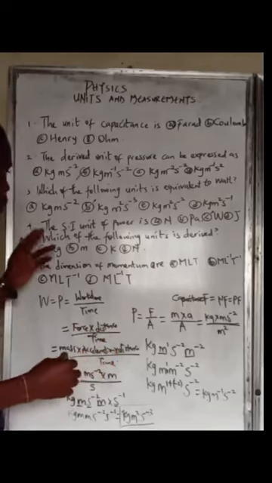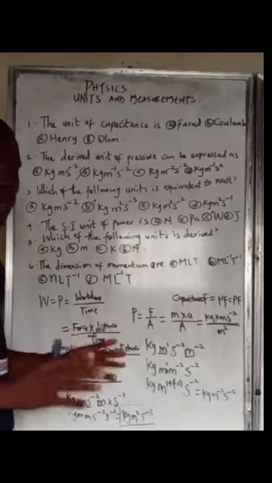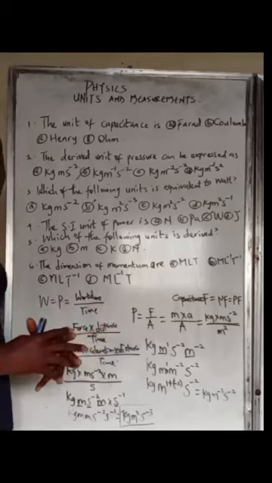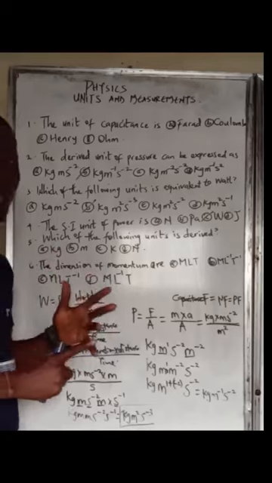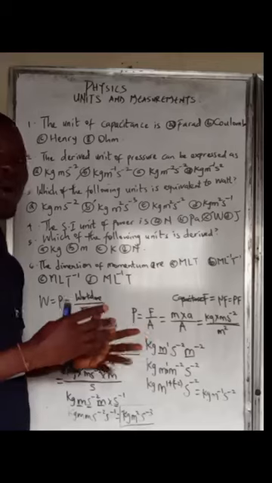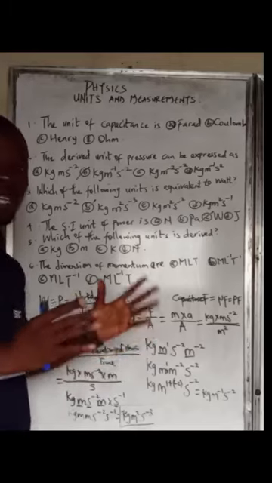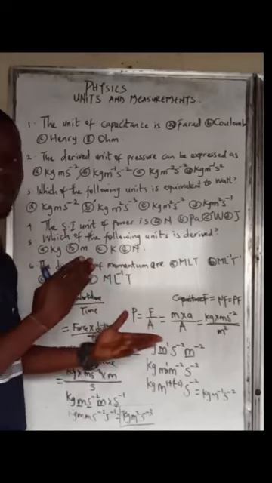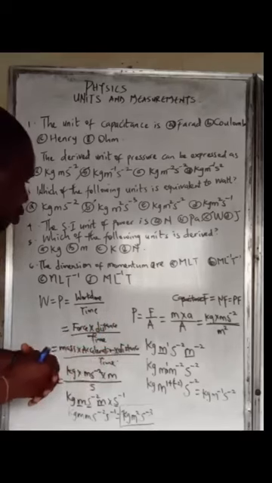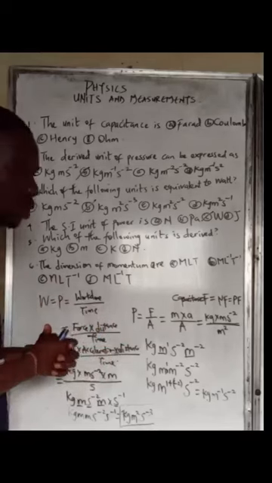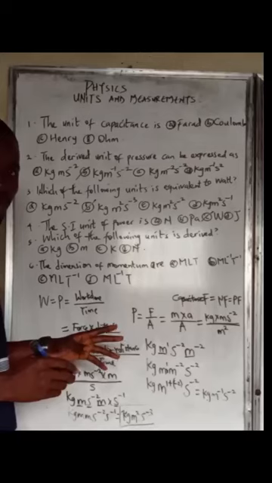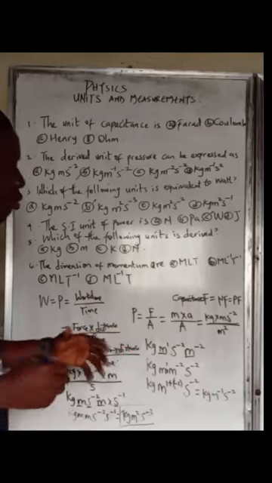Question 5 says, which of the following units is derived? Now we have two types of units. We have the fundamental unit and we have the derived unit. Now the derived unit has to do with a combination of two or more fundamental units using basic operations, whether division or multiplication of two or more fundamental units. So which one is the derived unit? From here we can see that N, which is Newton, is the derived unit. And how is that the right answer?